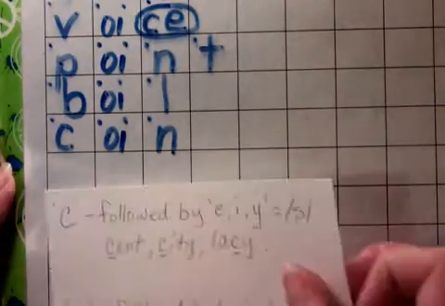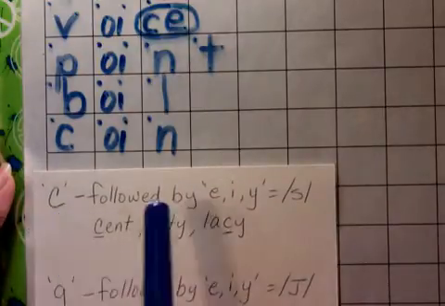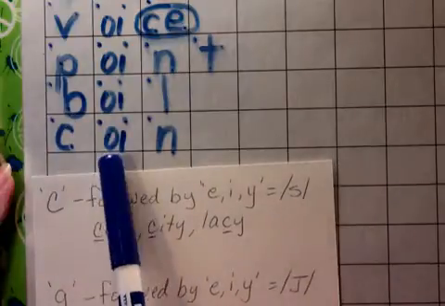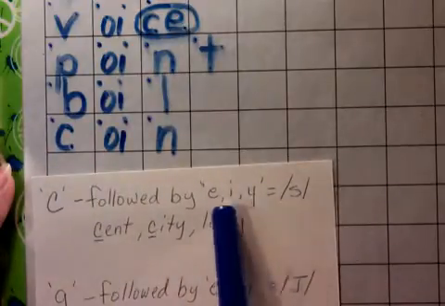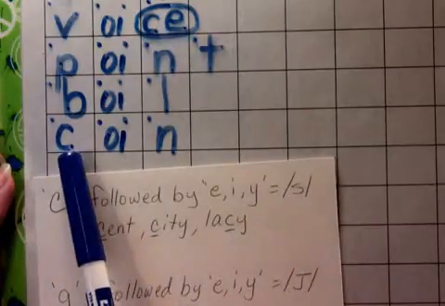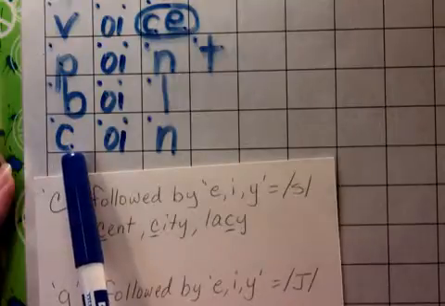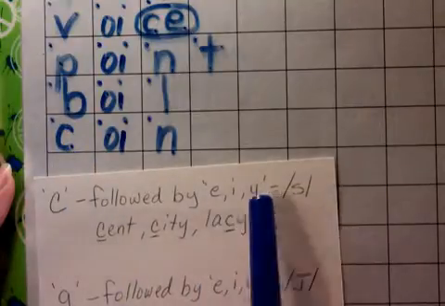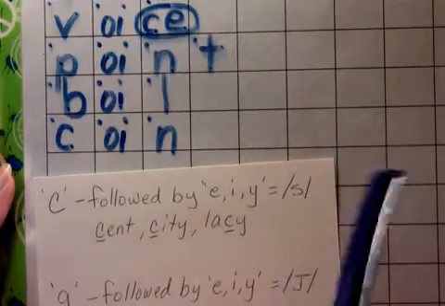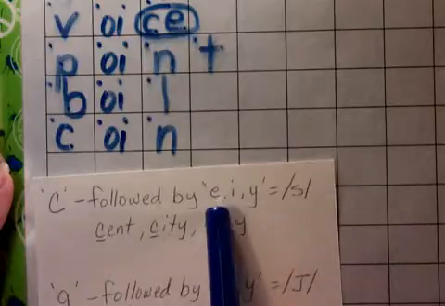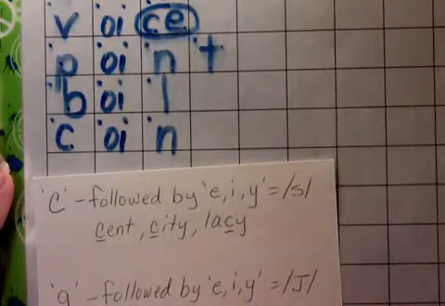I want to show you this. Remember, C followed by an E, I, or Y says S. Here's a C, it has an O after it. It's not one of these, so the C is going to say the K sound. Most of the time it says the K sound. But if it has an E, I, or Y right after it, it will say the S sound. That's an easy way of remembering. When you see the C and you don't know if it says K or S, remember to look right behind it to see if E, I, or Y is after it.